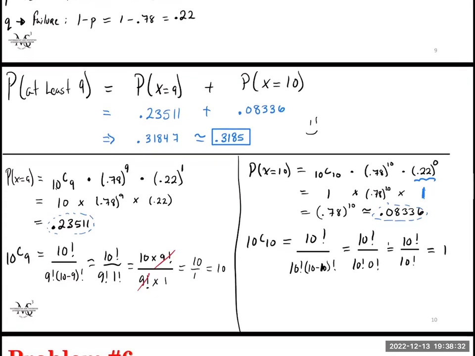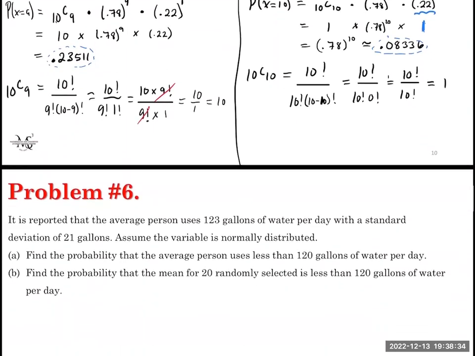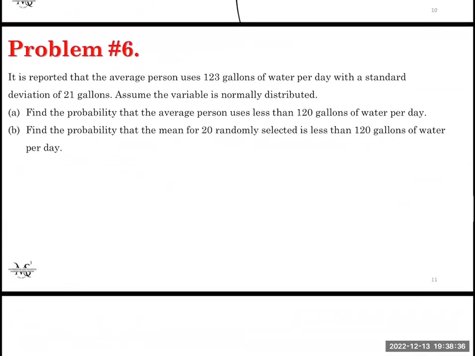All right. So here's problem 6. Problem 6 contains 2 parts, parts A and B. It states, it is reported that the average person uses 123 gallons of water per day with a standard deviation of 21 gallons. Assume the variable is normally distributed.